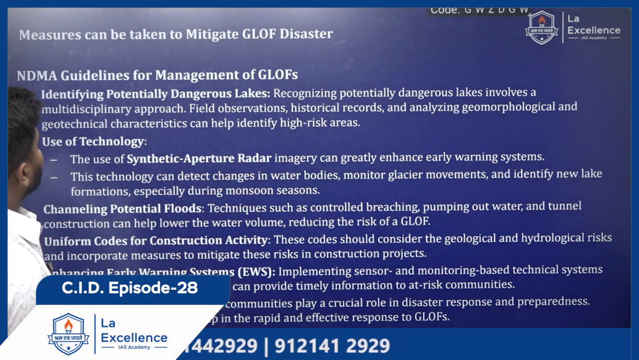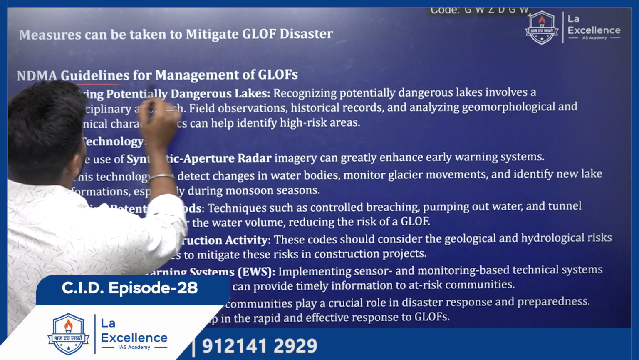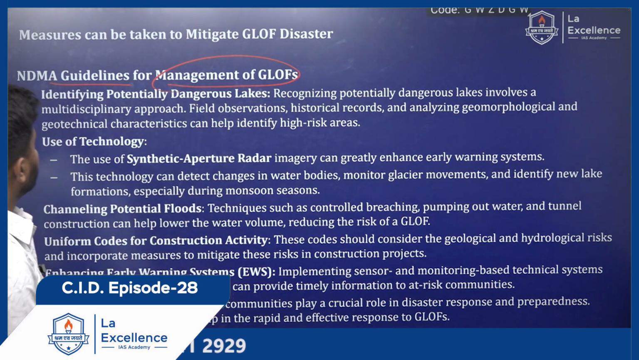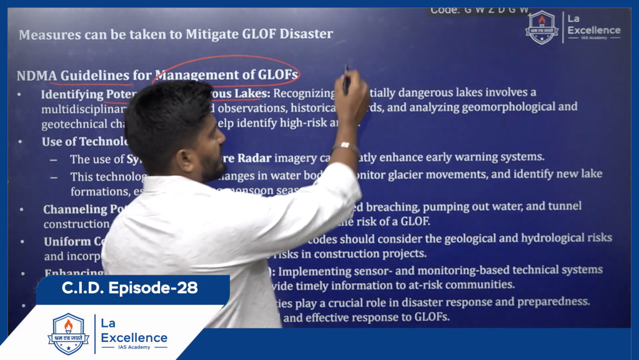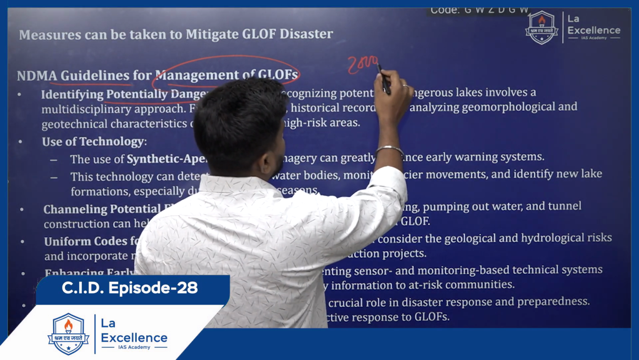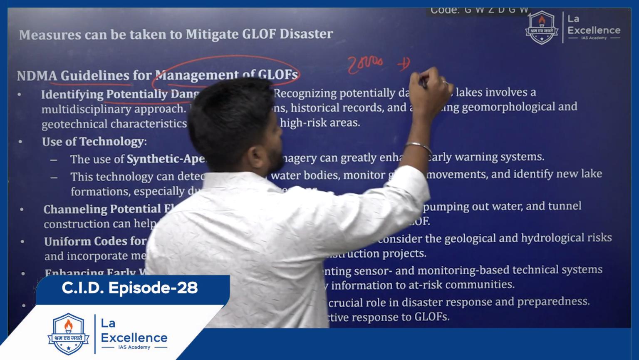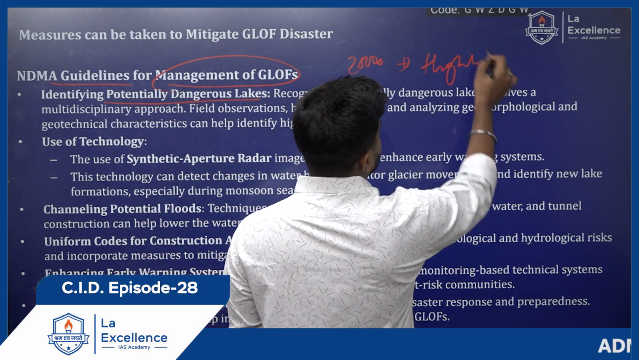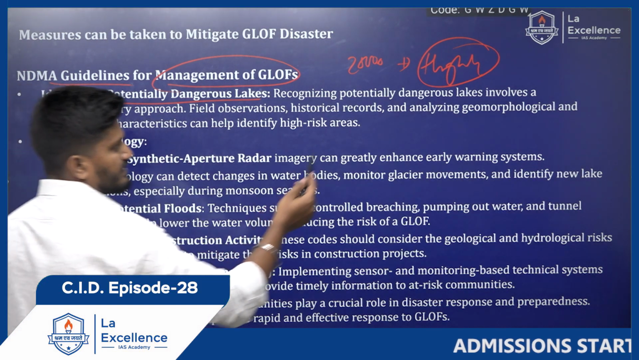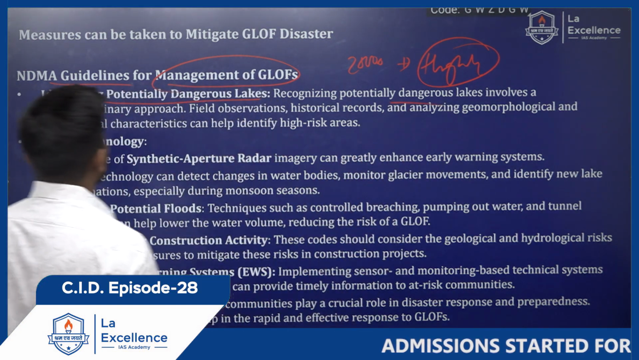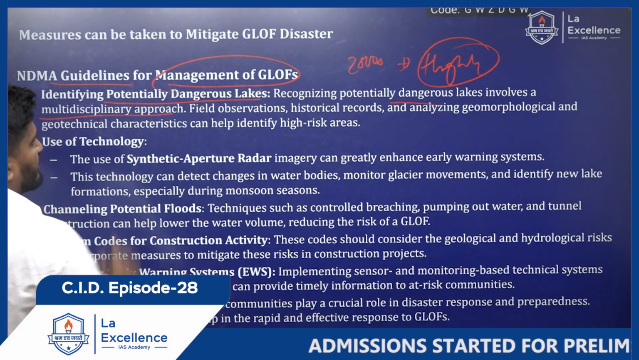So the important guidelines released by NDMA are: the first thing is identifying the potentially dangerous lakes. We know there are so many lakes, and 28,000 lakes have been identified as GLOF. Out of these, certain lakes will be highly prone. So we have to identify these highly prone regions or highly dangerous lakes. We have to recognize the potentially dangerous lakes, and we should use a multidisciplinary approach.